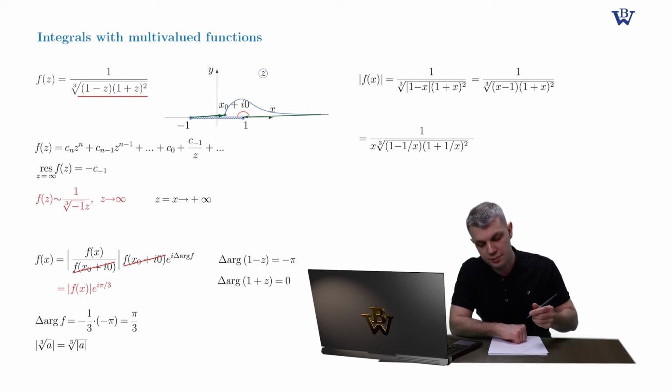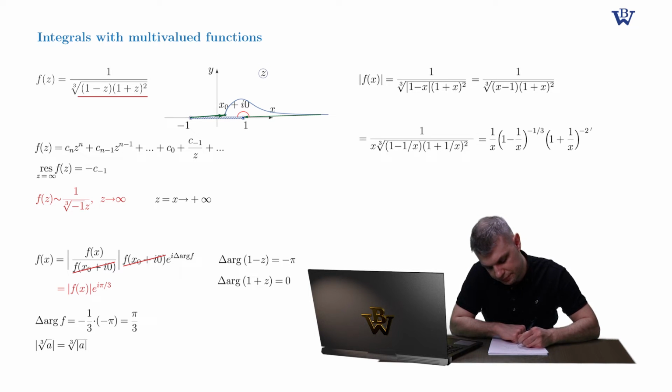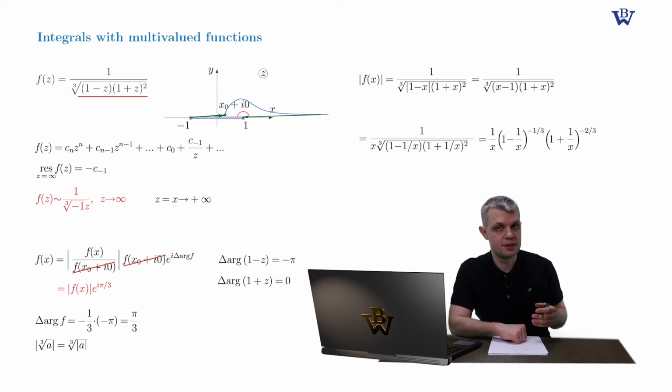So let's rewrite it in the most suitable form. It's 1 over x times (1 minus 1 over x) to the power of minus 1/3 and (1 plus 1 over x) to the power of minus 2/3. But look at this expression closely. We are hunting for the 1 over x expansion, but it's already here in front of these brackets.